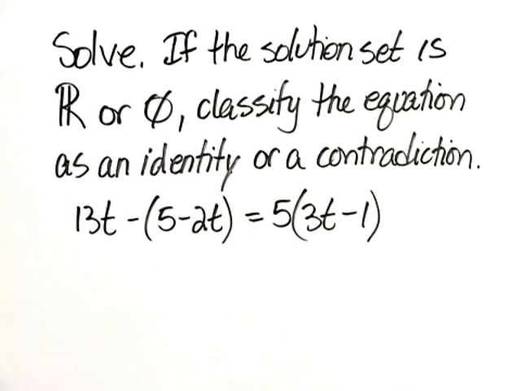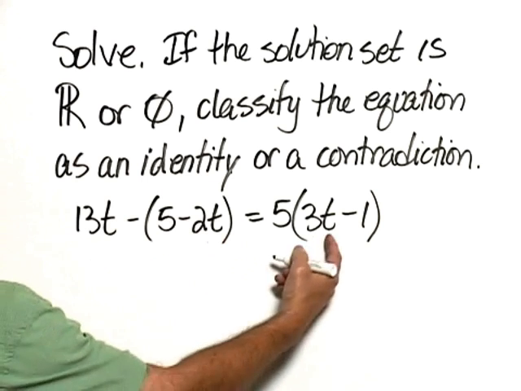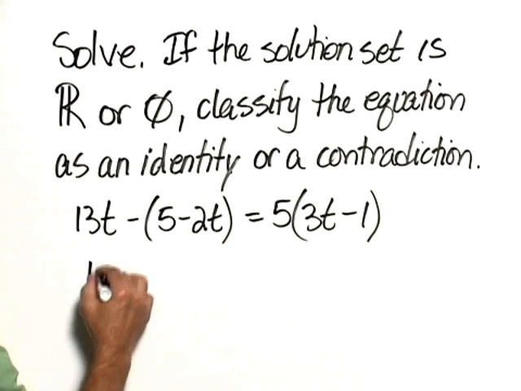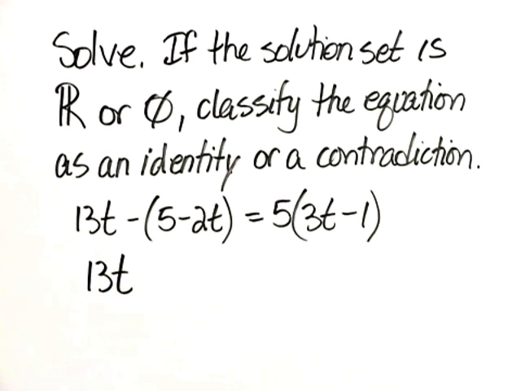Solve. If the solution set is the set of real numbers or the null set, classify the equation as an identity or a contradiction. 13t minus the quantity 5 minus 2t is equal to 5 times the quantity 3t minus 1. To solve for t, the first thing we should do is apply the distributive property to eliminate the parentheses.